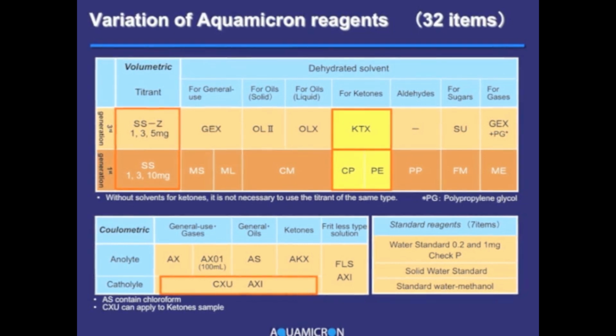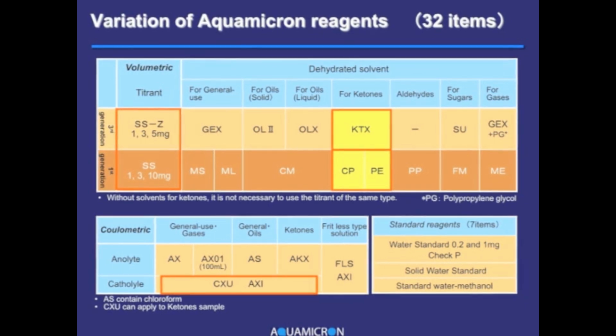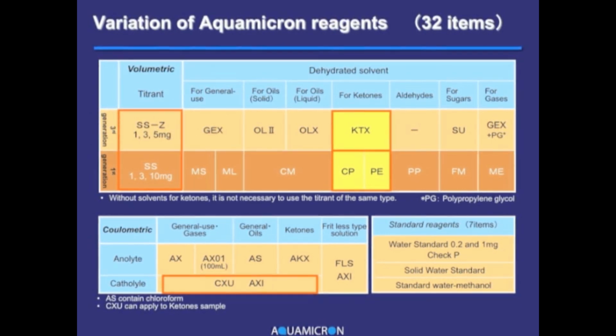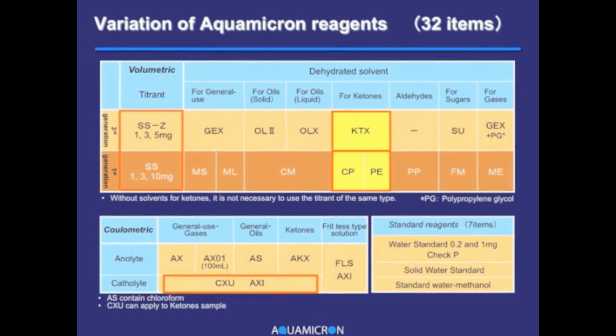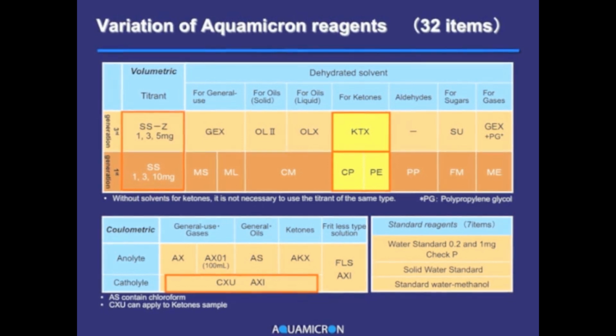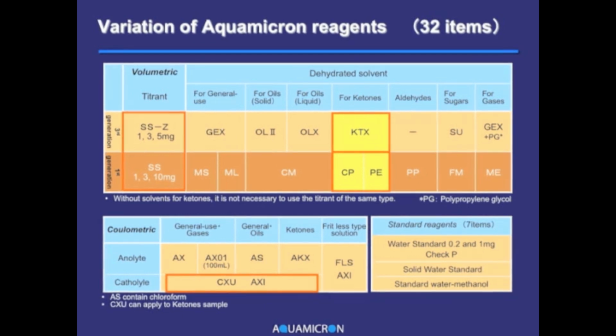When you measure ketone samples, you have to use the titrant and the dehydrating solvent in the same series, SS or SSZ, and you do not need either to prepare another specified titrant or to exchange glass burettes. This is one of the features of AQUAMICRON. In colorimetric titration, the cathode solutions, or CXU series, are commonly used for all purposes except single-solution titration. This is another feature of AQUAMICRON.